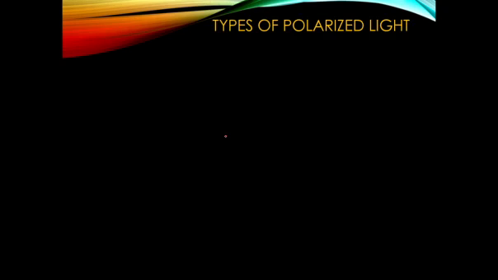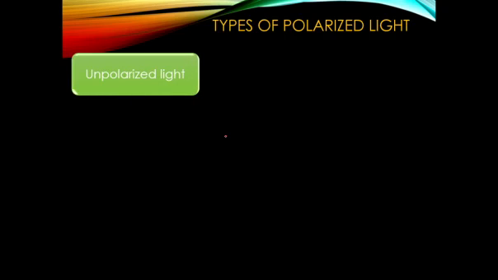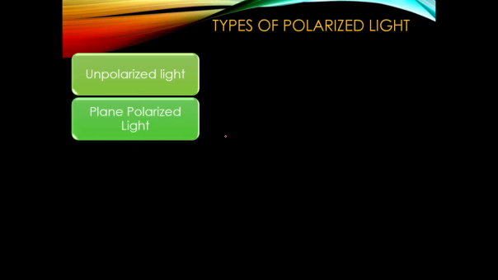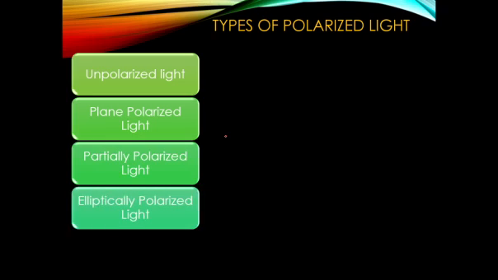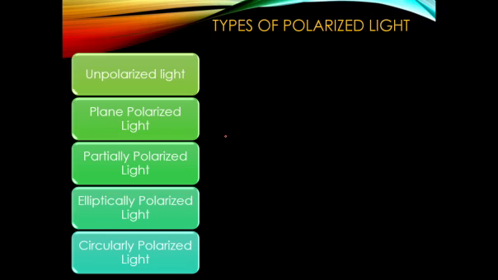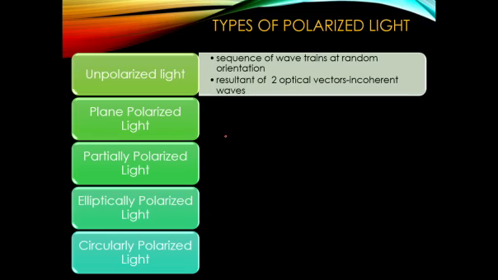Now let us check the inferences from the above discussion. You can have different kinds of light. One is natural light, which is unpolarized light, or you can make it polarized using a polarizer, or you can make it partially polarized, and you can get elliptically polarized light, and finally you can get circularly polarized light. You can define unpolarized light as the resultant of two vectors which are incoherent, where there is no constant phase difference.